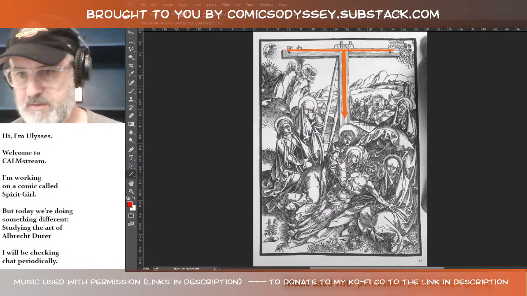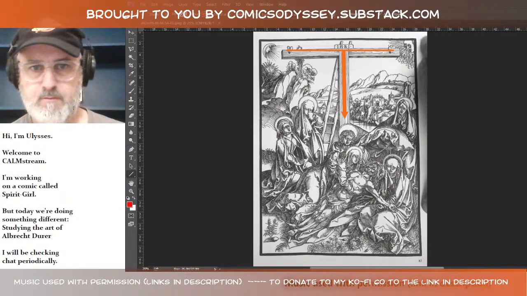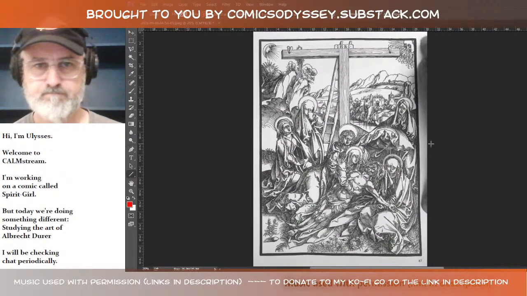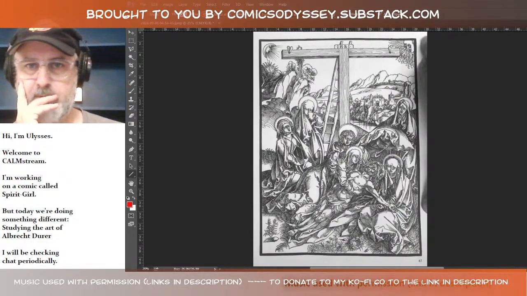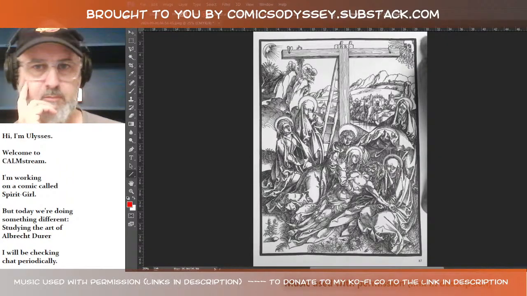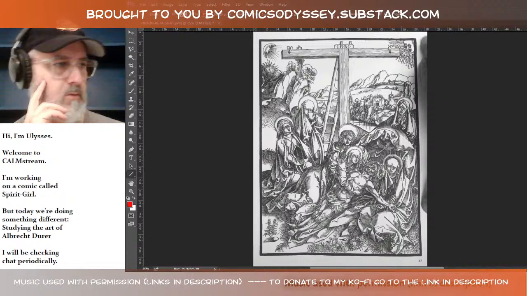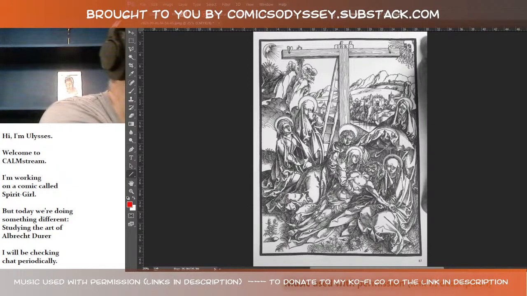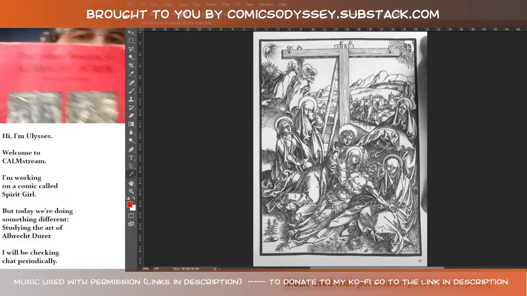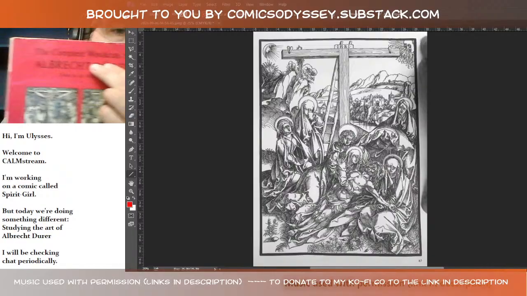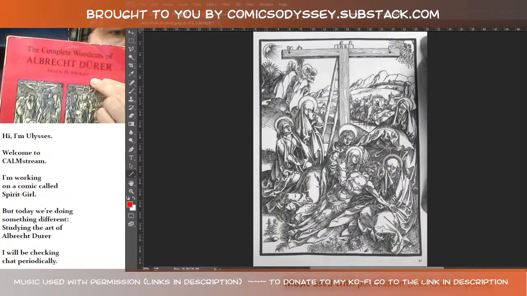I've just been experimenting in Photoshop here. So what we're going to do is look at various woodcuts from Albrecht Durer, who was a 16th century artist. They're all taken from this book here, Complete Woodcuts of Albrecht Durer.